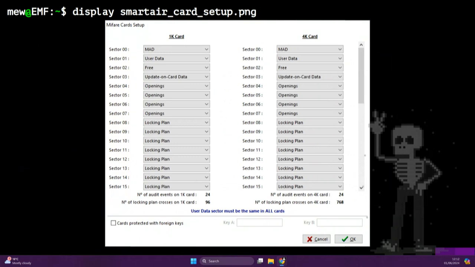One thing the software taught us is the cards are configurable. Every system could have a different card setup. Where the data was stored in different areas, you could have different areas for loggings, which are called openings on here. Locking plan was how many sectors were reserved for doors you could open, all of that sort of stuff. That meant that I couldn't assume that every card was the same for every system, at least I didn't think so at first.